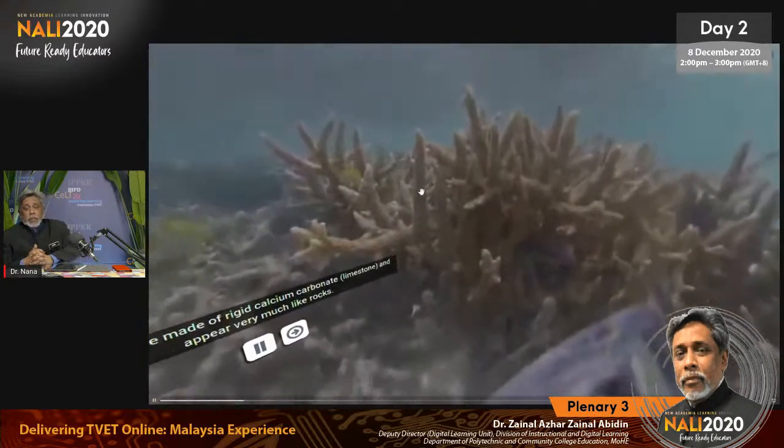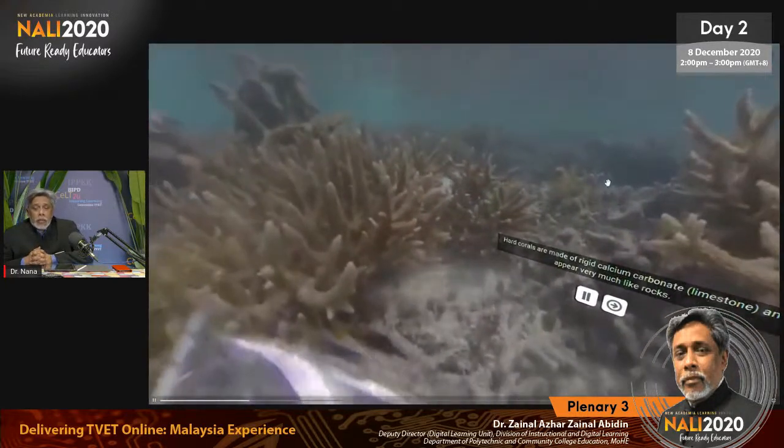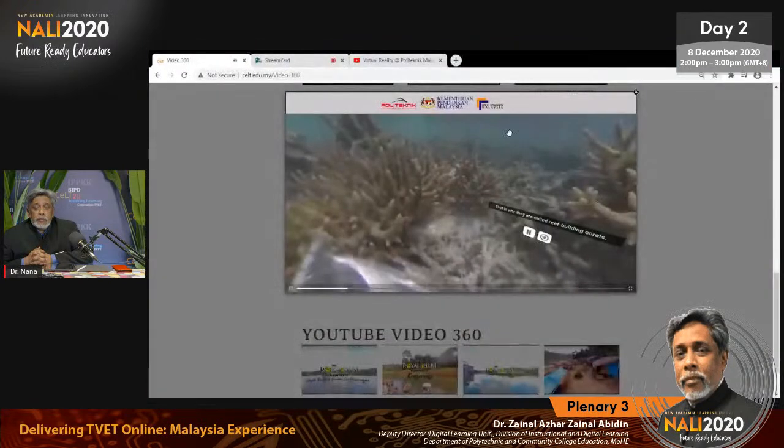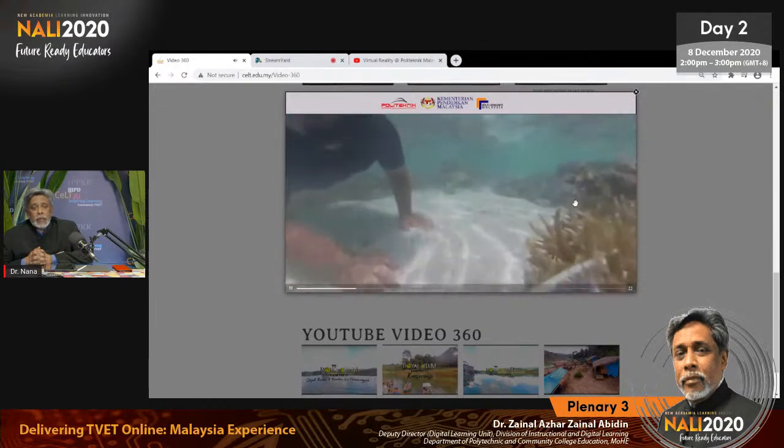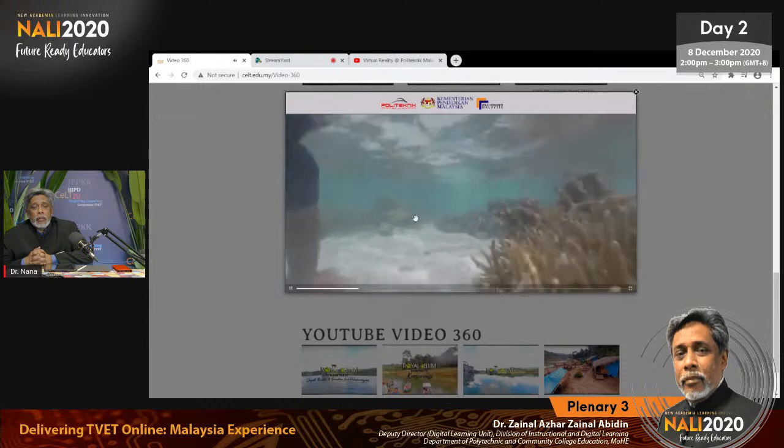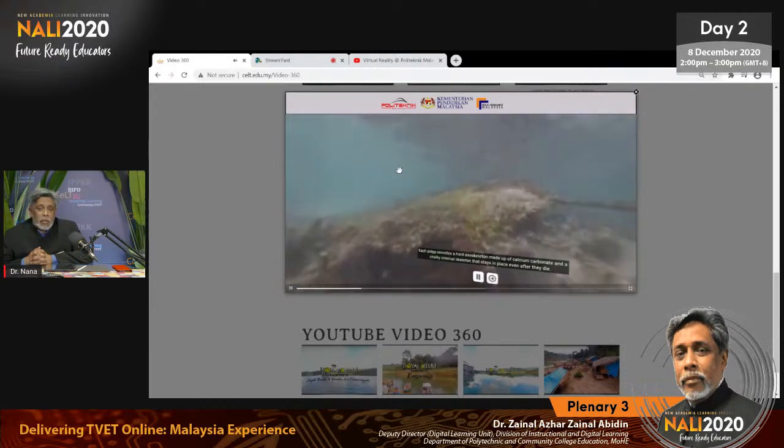And appear very much like rocks. That is why they are called reef-building corals. Right, so we can go 360 and have a look. What's behind, yeah. Calcium carbonate and a chalky internal skeleton that stays in place.